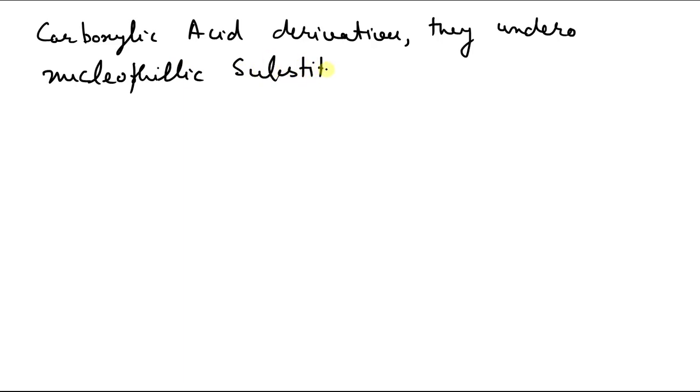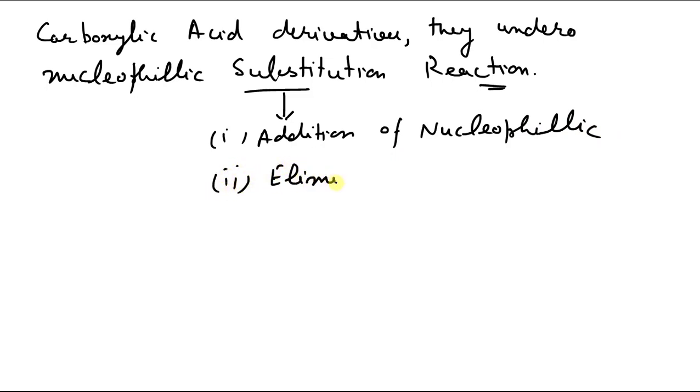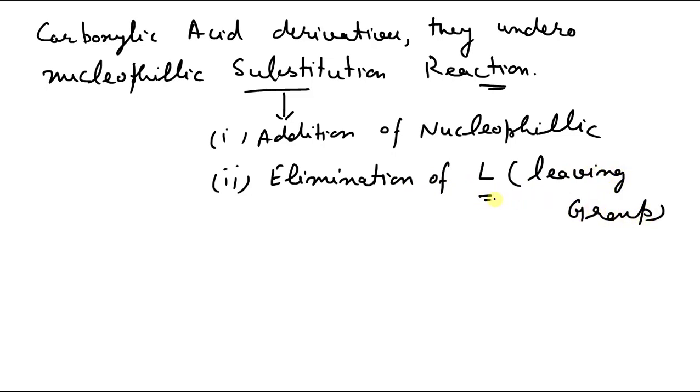This nucleophilic substitution reaction is composed of two parts. In the first step, there is addition of the nucleophile. As we have discussed, the first step is exactly similar to the aldehydes and ketones: the nucleophile adds to the carbonyl carbon. The second step is elimination of L, which we will call the leaving group. Now we will discuss which group is a good leaving group and why it is a leaving group. That is a different thing that we will discuss later.